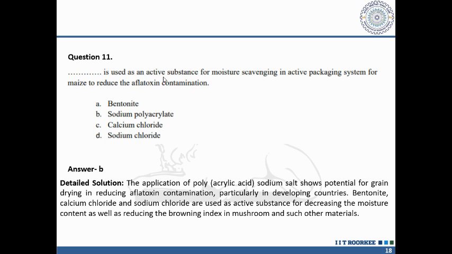Maize is a grain material. So the rest of the materials like bentonite, calcium chloride, and sodium chloride are not used for that kind of material. Only sodium polyacrylate is used for grain-type material to scavenge the moisture, which protects against the development or production of any aflatoxin.